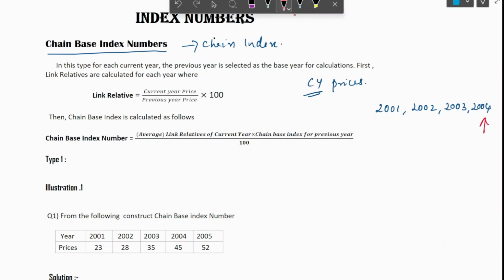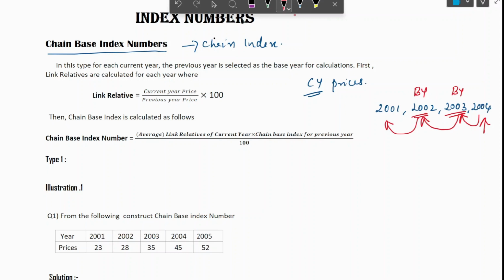Which will you take as the base? 2003 as the base. That means if you are calculating the 2004 index number, you will use 2003 as the base. If you are going to calculate the 2003 index number, you will take the previous year, that is 2002, as the base. This is the way it will continue. That's why it is called a chain index. Each and every year we consider the previous year as the base period. That's why it is called chain-based index number.